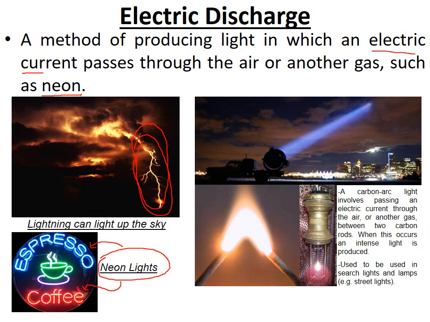Another very neat example is called a carbon arc light, and basically what you have here is little carbon rods, and an electric current that jumps from one rod to the other, and that releases a great deal of light. That actually used to be used in certain searchlights, like you see over here, and also in street lights a very long time ago, but they used to make a very, very loud sound and used to cause fires, so we no longer use it for that reason anymore.